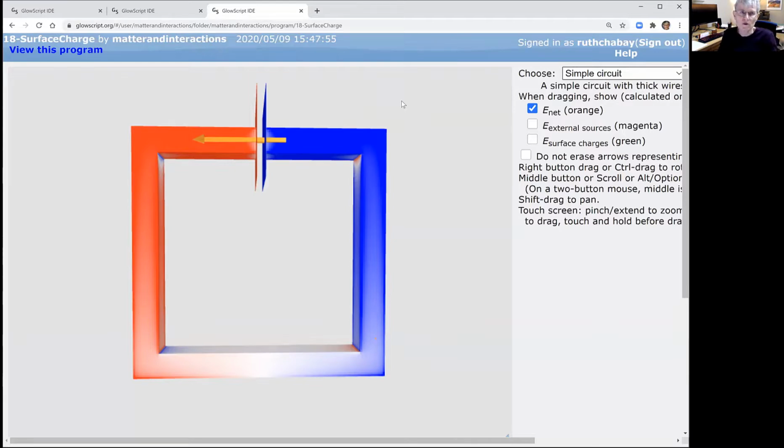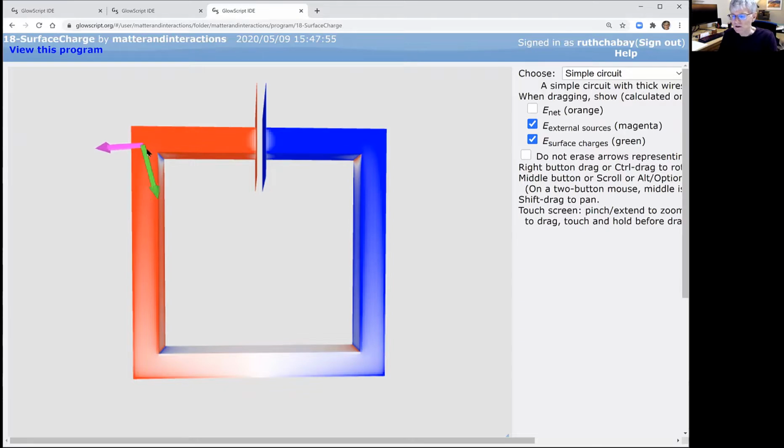So which contributes more, the charges on the battery or the charges on the wire? Well, let's show those contributions. The magenta arrow says external sources, but that's the electric field due to the charges on the battery. And the green arrow is the electric field due to charges on the surface of the wire. And we see when we're up here near the battery, they're both super big. But the battery must be winning because the net field points to the left.